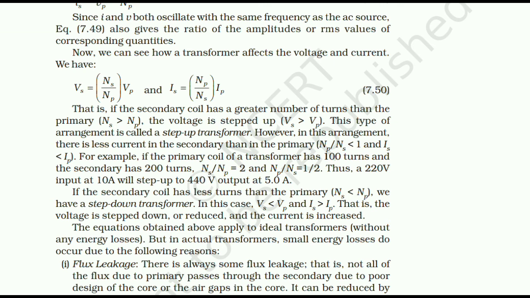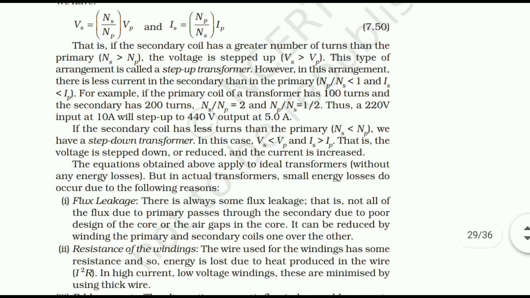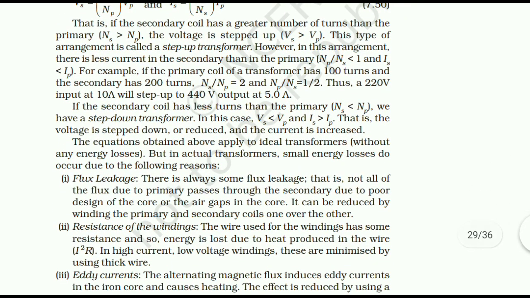For example, the primary coil of a transformer has 100 turns and the secondary has 200 turns. Ns upon Np is equal to 2 and Np upon Ns is equal to 1 by 2. Thus, a 220 volt input at 10 ampere will step up to 440 volt output at 5 ampere. If the secondary coil has fewer turns than the primary, we have a step-down transformer. In this case, Vs is less than Vp and Is is greater than Ip. That is, the voltage is stepped down or reduced and the current is increased.